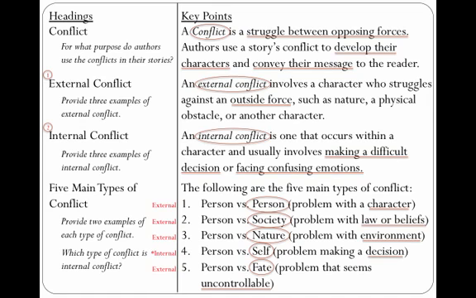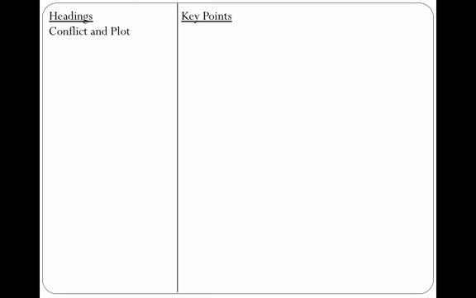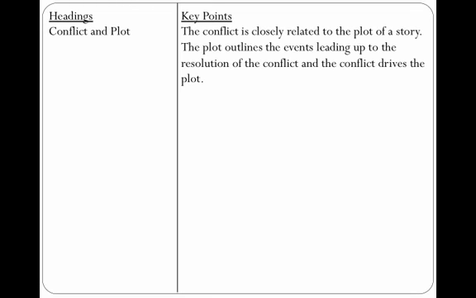Let's move on to our next slide here. First heading is conflict and plot. The conflict is closely related to the plot of a story. The plot outlines the events leading up to the resolution of the conflict, and the conflict drives the plot. So remember that the conflict and the plot are closely related. The plot outlines how the conflict is resolved, and the conflict is really what drives the plot forward. These are some annotations of important main ideas. And a question. In what way are the conflict and plot closely related?